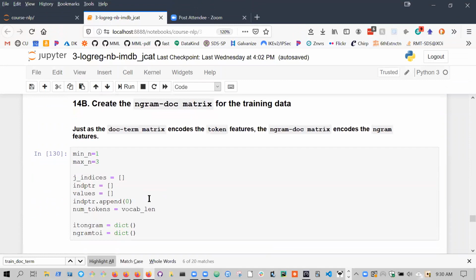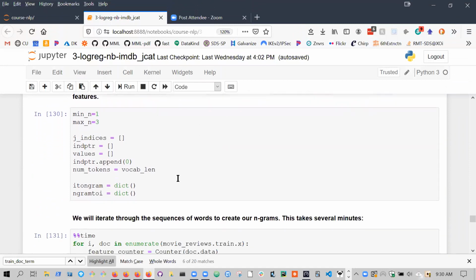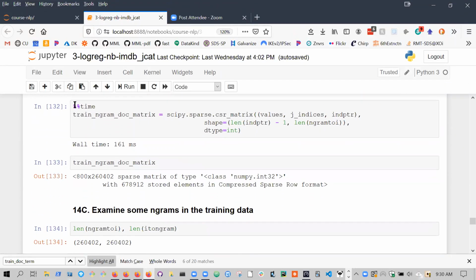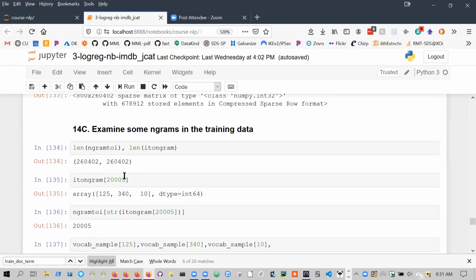Okay, so the next thing to do is to create the n-gram doc. Instead of the term doc matrix, we need an n-gram doc matrix to encode the n-gram features instead of just the token features. There's a little routine that Rachel wrote to do that. I won't go through all the details, but you end up with this n-gram doc matrix, just like we had a term doc matrix before.